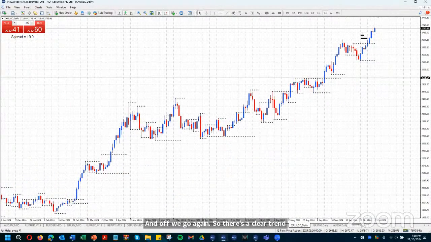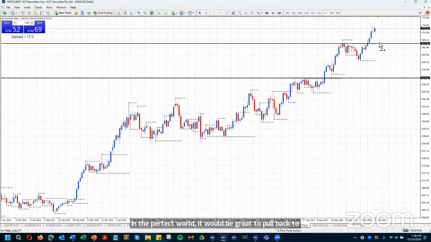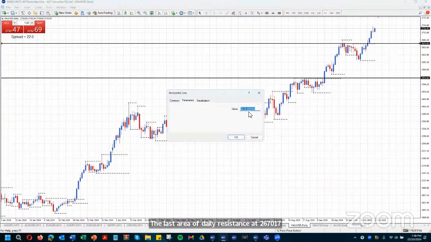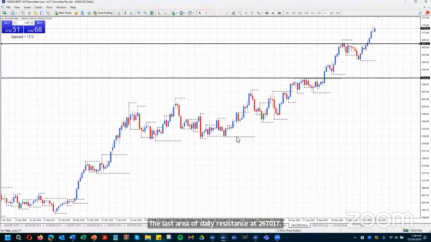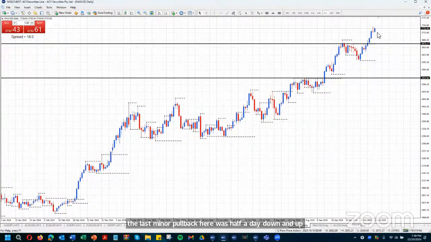In a perfect world, it would be great to pull back to the last area of daily resistance at 2670.17. Now, price may not offer that because this is very strong at the moment. Pullbacks are getting very short. See the last minor pullback here, it was half a day down and up. And it didn't pull back that much. So this would have to have a healthy pullback to come back to this area.